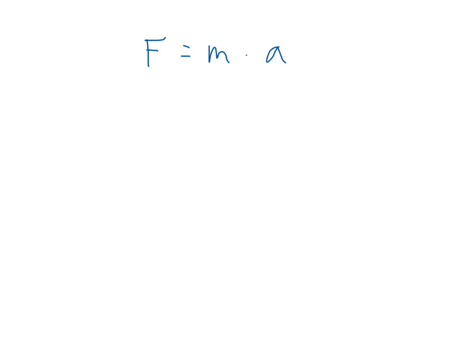So the problem says that a race car has a mass of 710 kilograms. It starts from rest and travels 40 meters in 3 seconds. The car is uniformly accelerated the entire time. What is the net force applied to it? So it's asking us for a force, it's giving us a mass, but it's not giving us an acceleration, it's only giving us a means by which we can find acceleration.